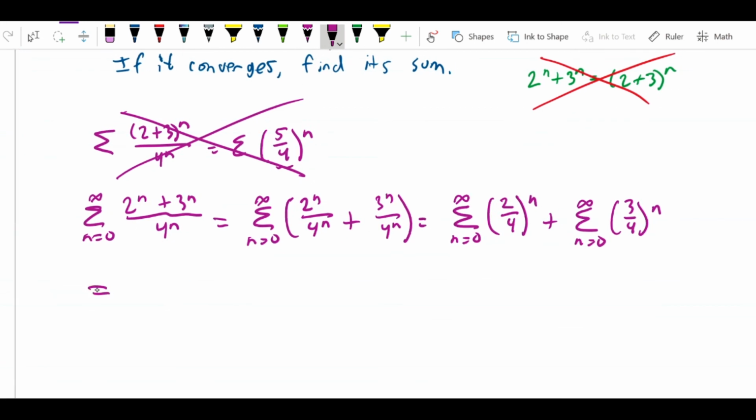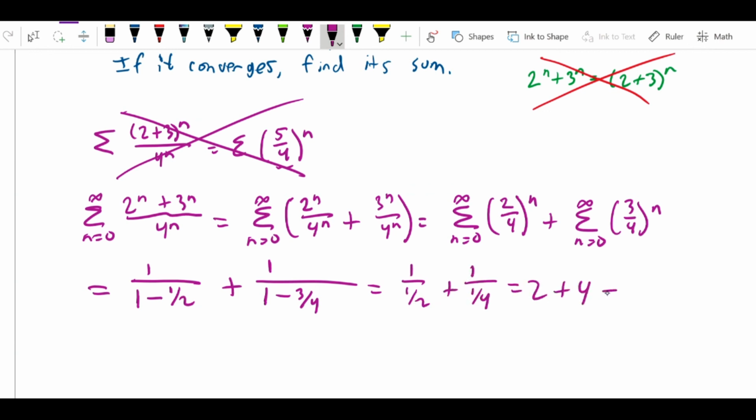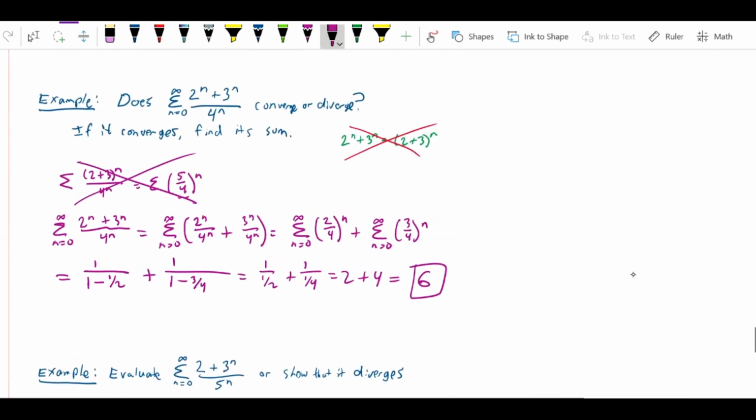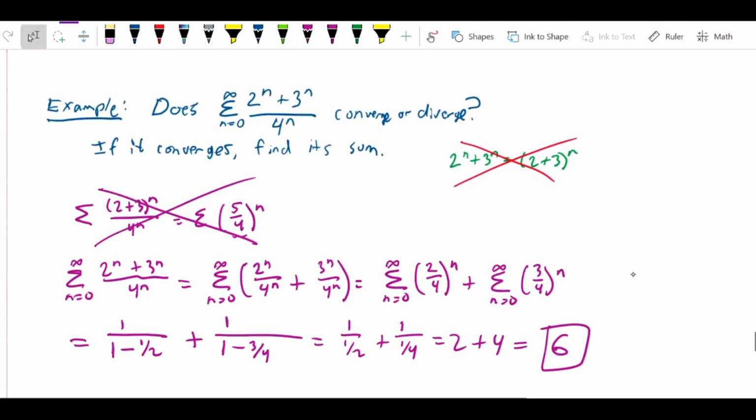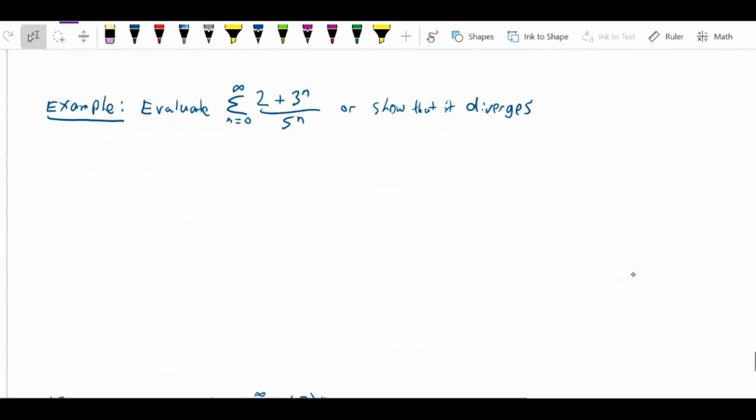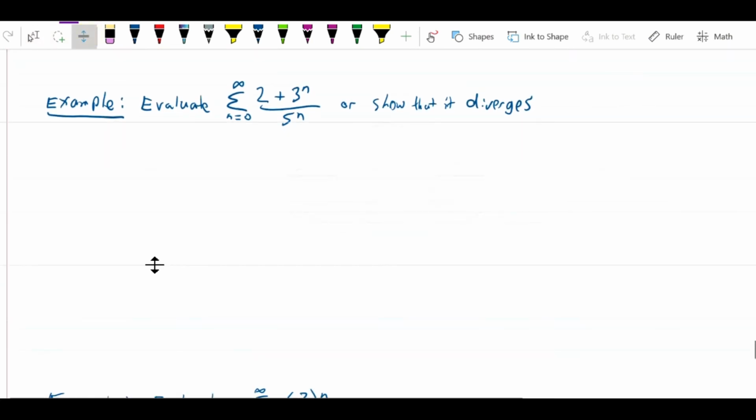So that's going to come out to 1 over 1 minus 2 fourths, which is just 1 half, plus 1 over 1 minus 3 fourths. So that's going to be 1 over 1 half plus 1 over 1 fourth, which is 2 plus 4, which equals 6. So that sum comes out to 6. Let's show the entire question here. There we go. All right. So we've got that example. Slightly different example. I'll just show you how to set this up.